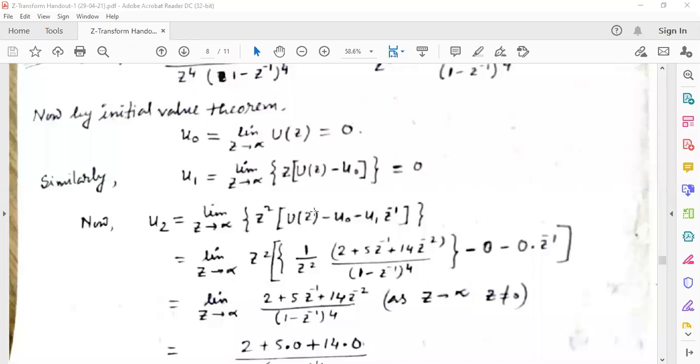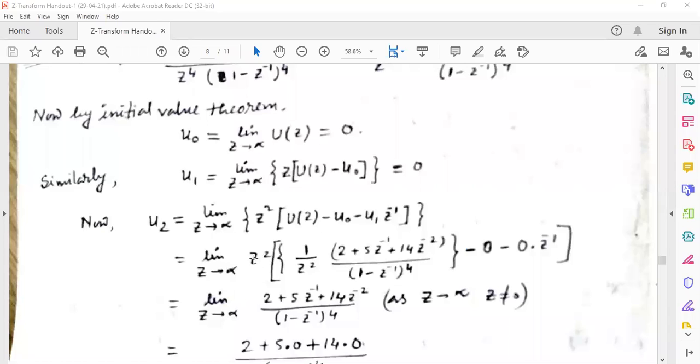Now put the value of uz. The value of uz was 1 by z square, 2 plus 5z to the power minus 1 plus 14z to the power minus 2 by 1 minus z to the power minus 1 whole to the power 4, minus the value of u0, which we already found is 0, and the value of u1 is also 0. So we are putting the values of u0 and u1 here. So these two parts are 0.